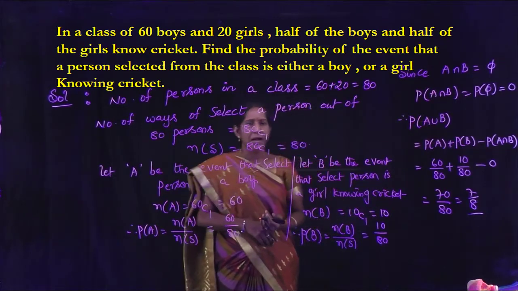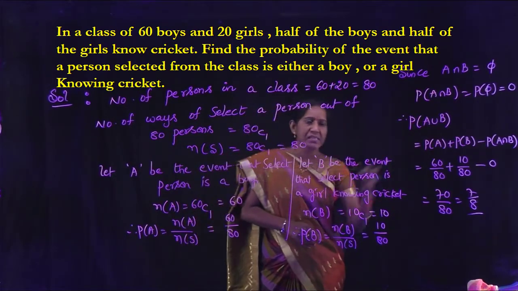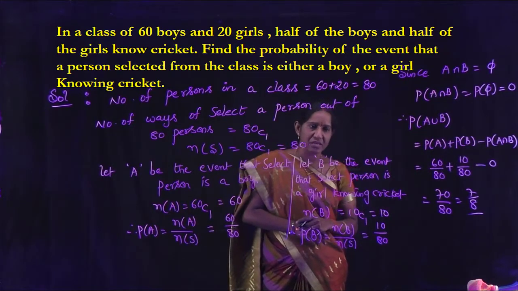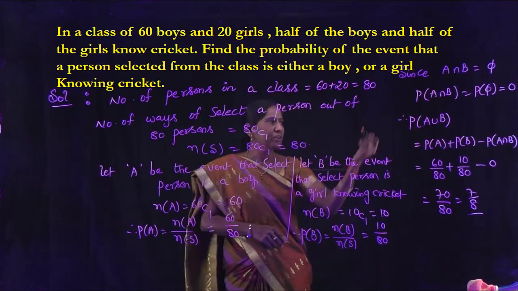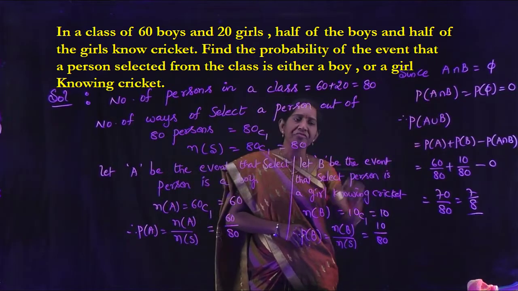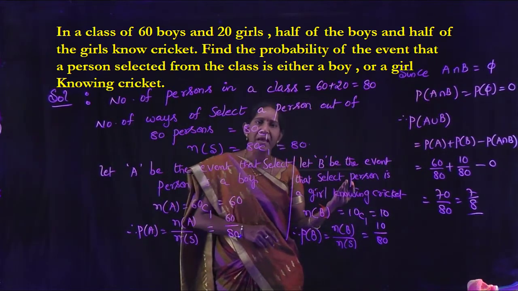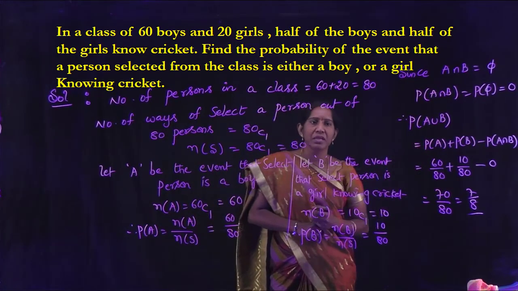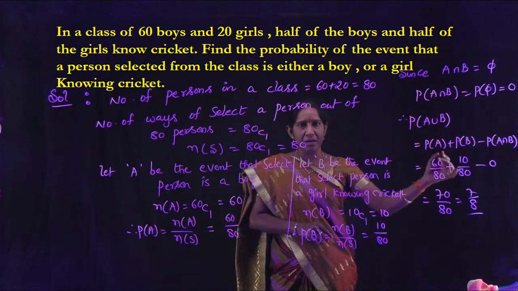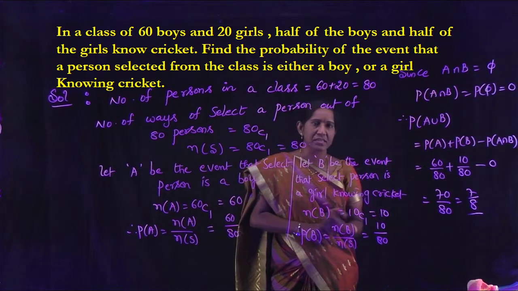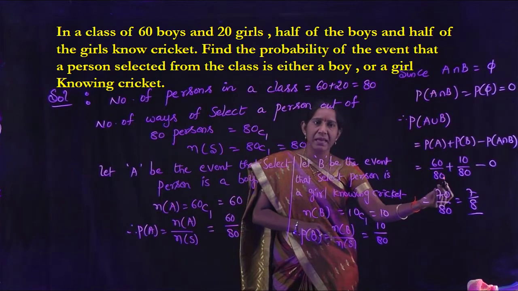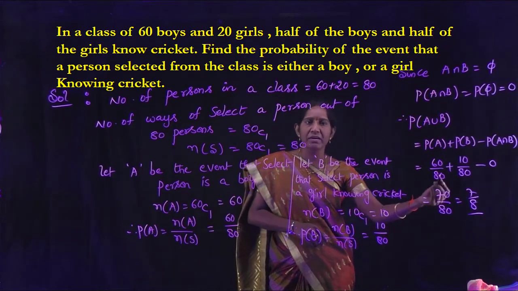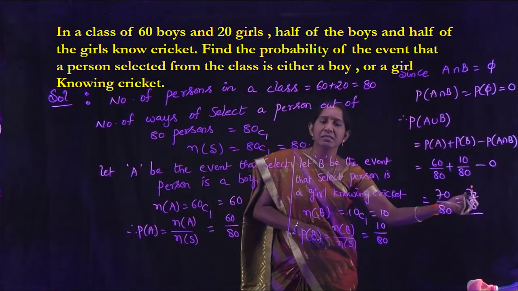From addition theorem, P of A union B is P of A plus P of B minus P of A intersection B. Here A intersection B equal to phi. Therefore, P of A intersection B is P of phi. Value of P of phi is 0. Therefore, P of A union B is P of A plus P of B minus P of A intersection B. Put the values. 60 by 80 plus 10 by 80 minus 0, that becomes 70 by 80, that is nothing but 7 by 8.